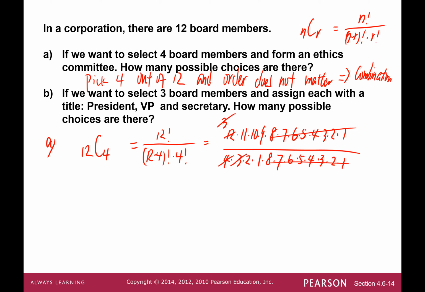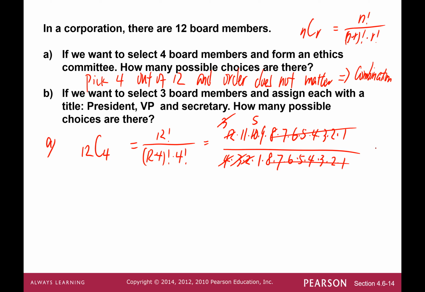3 gets cancelled. 2 goes into 10 5 times. So basically, we're just multiplying 11 times 5 times 9. Okay, that's all that remains. And let's see what that is. 55 times 9. It's 495.